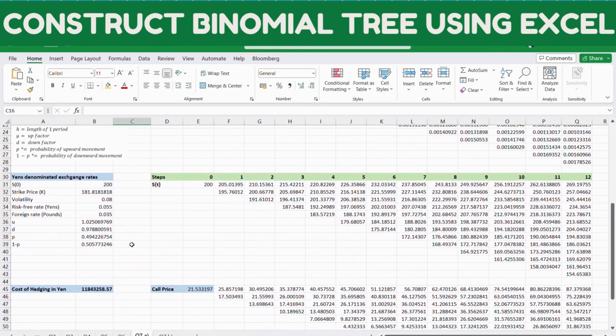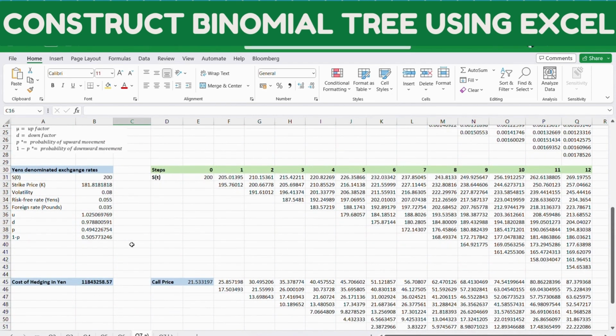For the cost of hedging in the yens denominated market, we repeat the same thing as we did for the pounds denominated market. However, we need to amend the S0 and K since the currency is in yen now. We use 1 over 0.0055 to get the spot exchange rate and 1 over 0.0055 to get the strike price in yens. Next, we also need to reverse the risk-free rate and foreign rate here, where the risk-free rate is 0.055 and the foreign rate is 0.035.